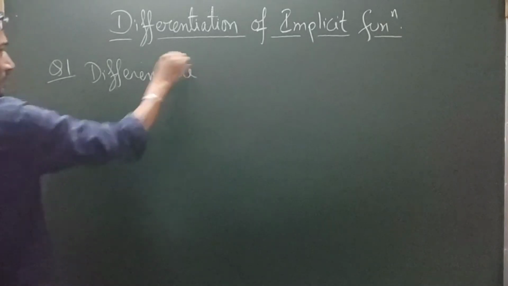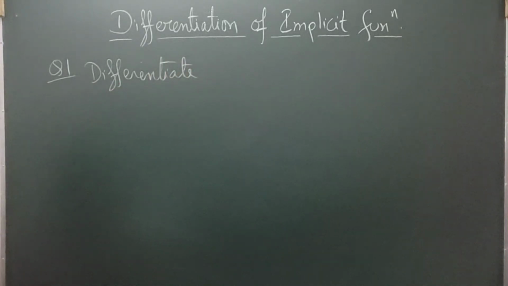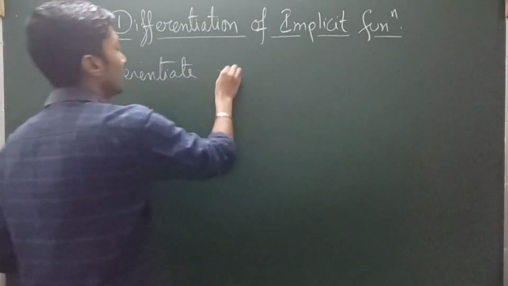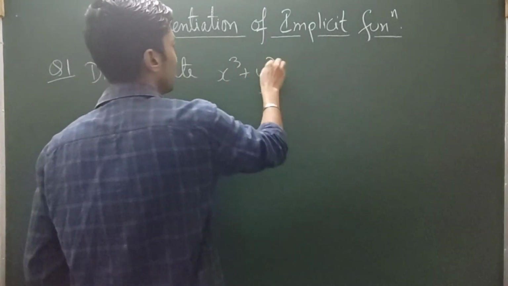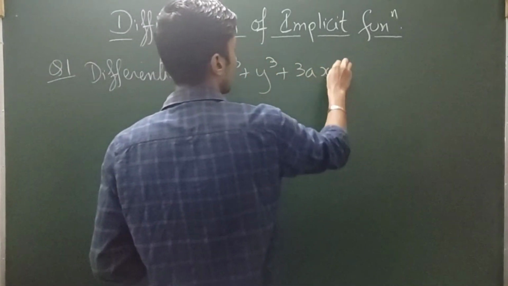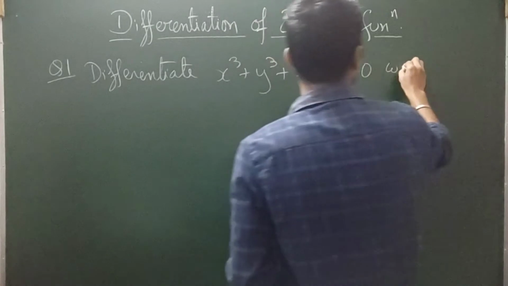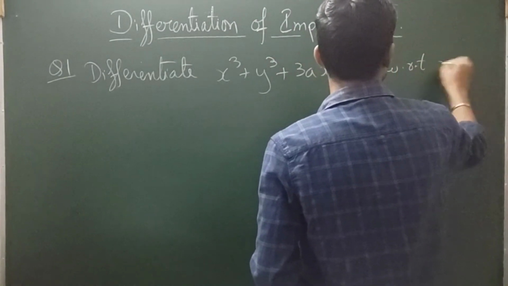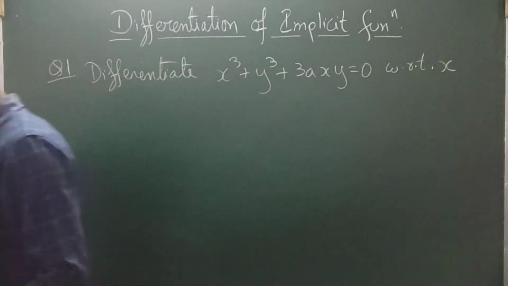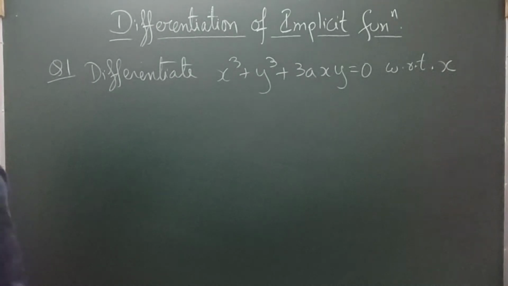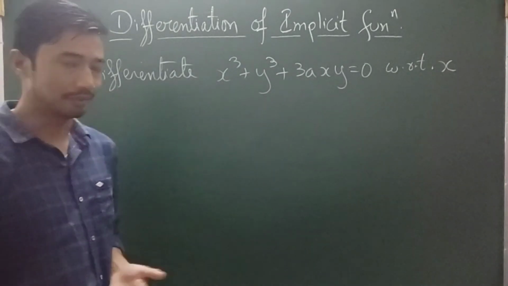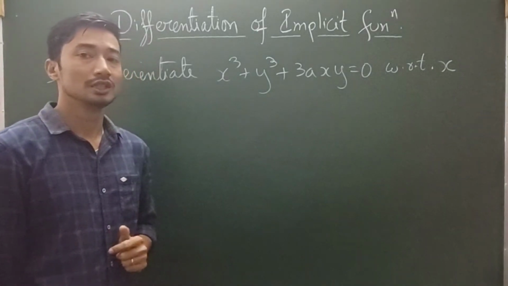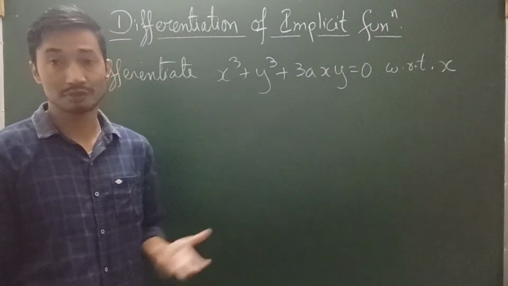Okay, differentiate, let's say, x cubed plus y cubed plus 3axy equal to 0 with respect to x. Now, do you remember chain rule? Of course you remember, sir. That was done in the beginning. Good. We are going to be using the concept of chain rule only.